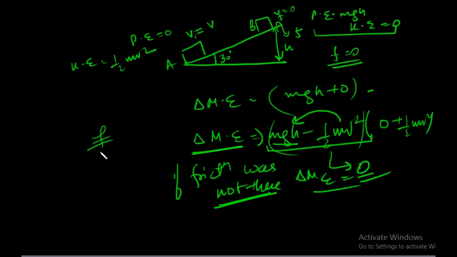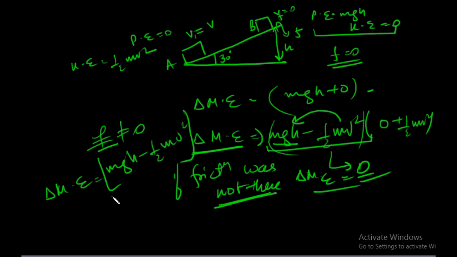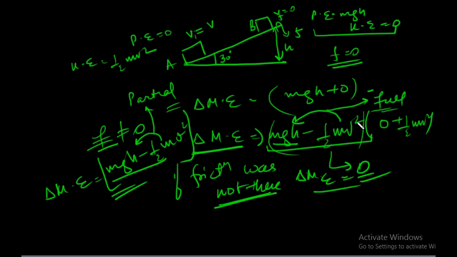But if friction is there, friction is not 0, then the change in mechanical energy would be mgh minus half mv square, and this will not be 0. Why will this not be 0? This is because there has only been a partial conversion. This is partial conversion, and this is full conversion. So there is a difference between the two.